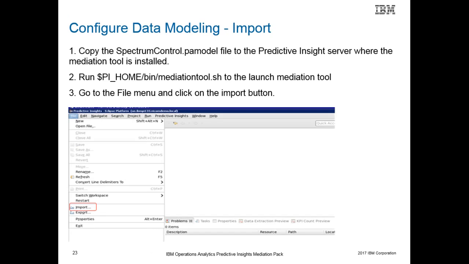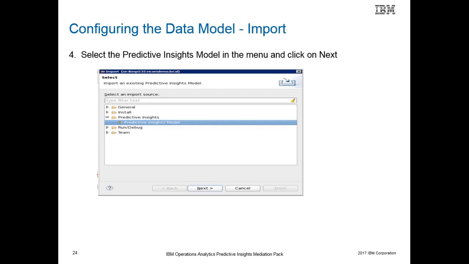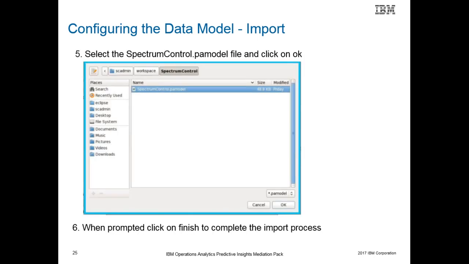The next step to perform is to configure the data modeling by importing the model file into the Predictive Insights server. First copy the PA model file to the Predictive Insight server where the mediation tool is installed. Then change to the $PI home bin directory to launch the mediation tool and go to the File pull-down menu and click on the Import button as shown on the slide. Select the Predictive Insights model in the menu and click on Next. Select the Spectrum Control PA model file and click on OK. When prompted, click on Finish to complete the import process.